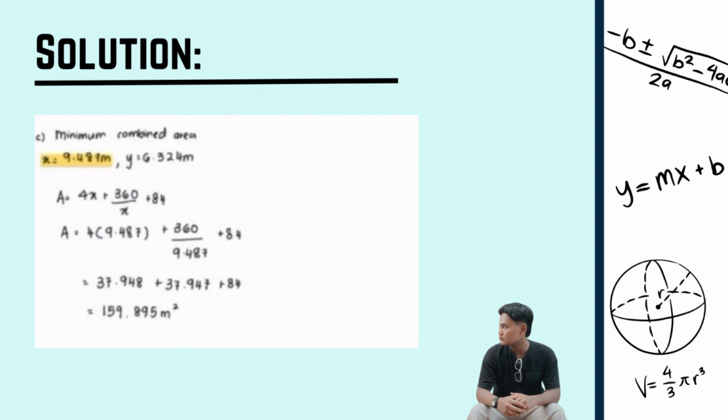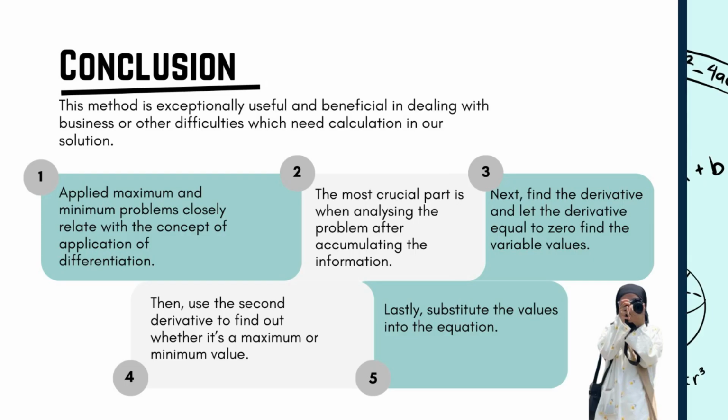Now we just substitute the x value into the formula. So we're going to get A equals 4 multiply with 9.487 plus 360 over 9.487 plus 84. So the answer will be 159.895 meters square. Conclusion is, this method is exceptionally useful and beneficial in dealing with business or other difficulties which need calculation in our solution.